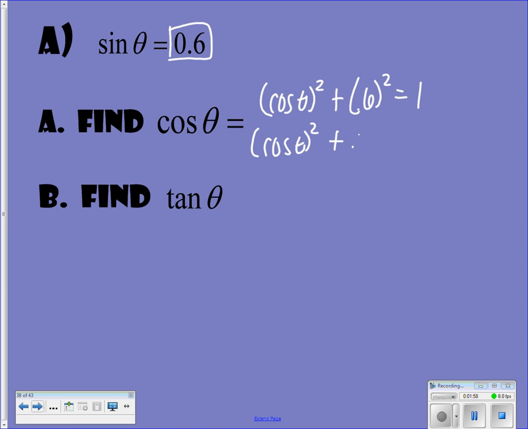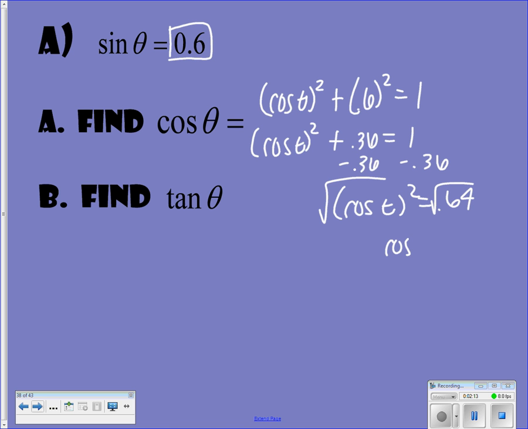So 0.6 squared is 0.36. Then I subtract 0.36 from each side, so I get cosine of theta squared equals 0.64. If I want to get rid of a square, you got it, we square root it. So the cosine of theta equals 0.8. Just be careful that you don't take the inverse here. It asked for the cosine of theta, which is what I have. It didn't ask for theta, it said cosine. So make sure you stop there.